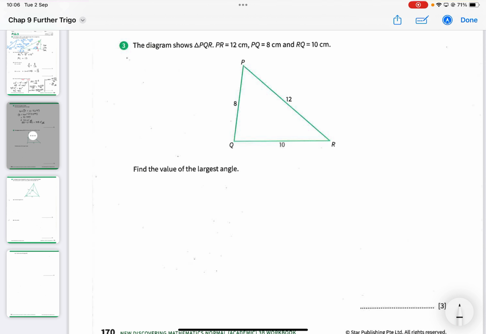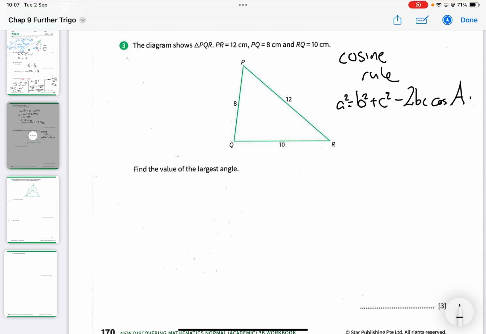Okay, question 3. You don't have a right angle, so it cannot be trigo, cannot be SOH-CAH-TOA. You don't have any angle even. So you don't have a known pair, you cannot use sine rule. So the only way left is your cosine rule. So for this question, definitely you must use your cosine rule. Cosine rule: a square equals b square plus c square minus 2bc cosine A.